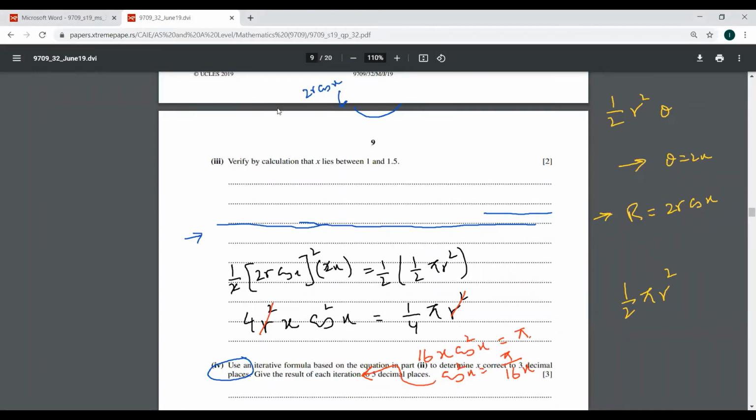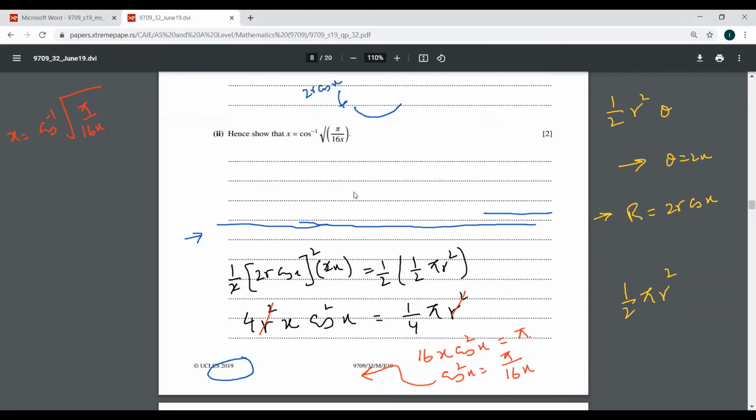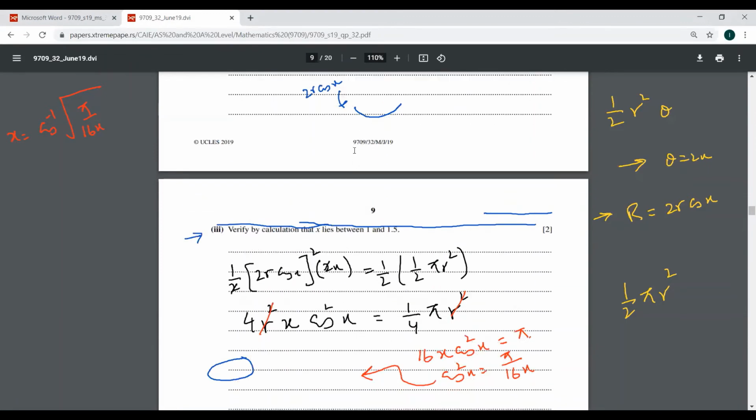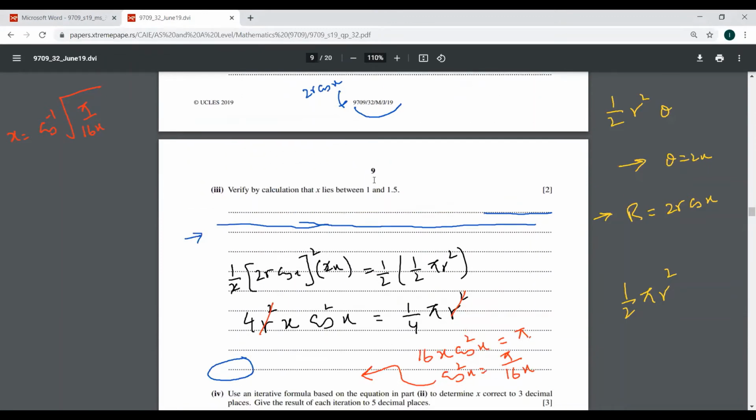Okay, I need to write this on the side here, that what was this equation? X equal to cos inverse of the square root of pi by 16x. Okay, so it says, hence show that X is this. Okay, we have shown. Then it says, verify by calculation that X lies between 1 and 1.5. So this is your numerical solution of equations. X lies between 1 and 1.5.